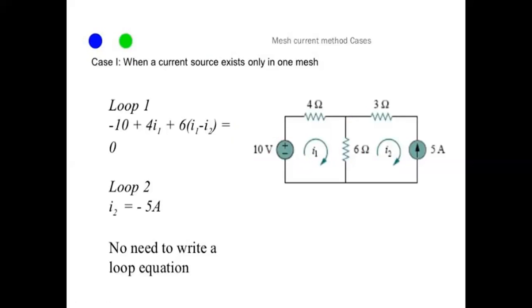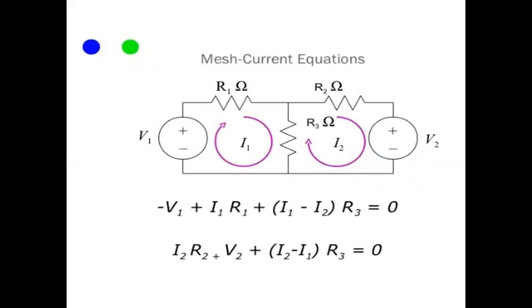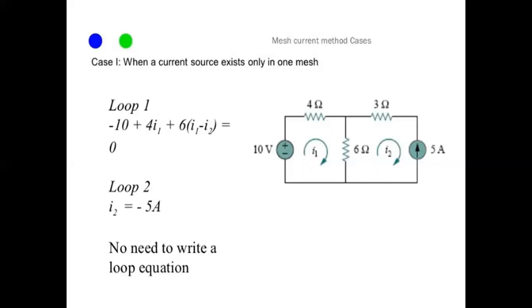Next, there are some special cases for this type of mesh current method. Case number 1: when a current source exists only in one mesh. Look, in the last figure there were two voltage sources on both sides of the circuit, but here there is one voltage source, 10 volt, and another one is a current source. So how to solve this type of circuit? For loop 1, it is the same as the previous method: 4I1 plus 6 into I1 minus I2 minus 2 plus 10 equals 0.